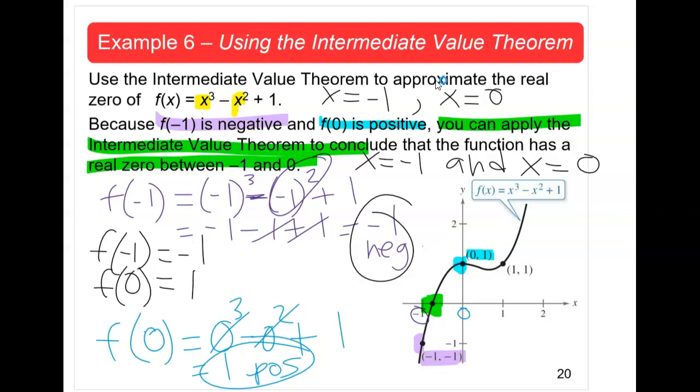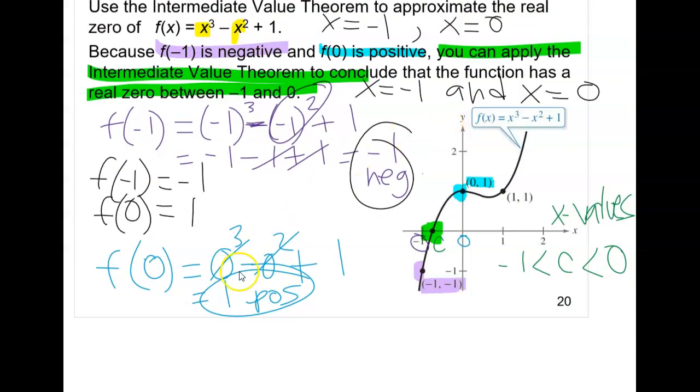There is a real 0 between the interval -1 and 0 for the x values. Okay, and we don't know what it is. Let's call it C for a constant. And that's it. This is the end of the video.